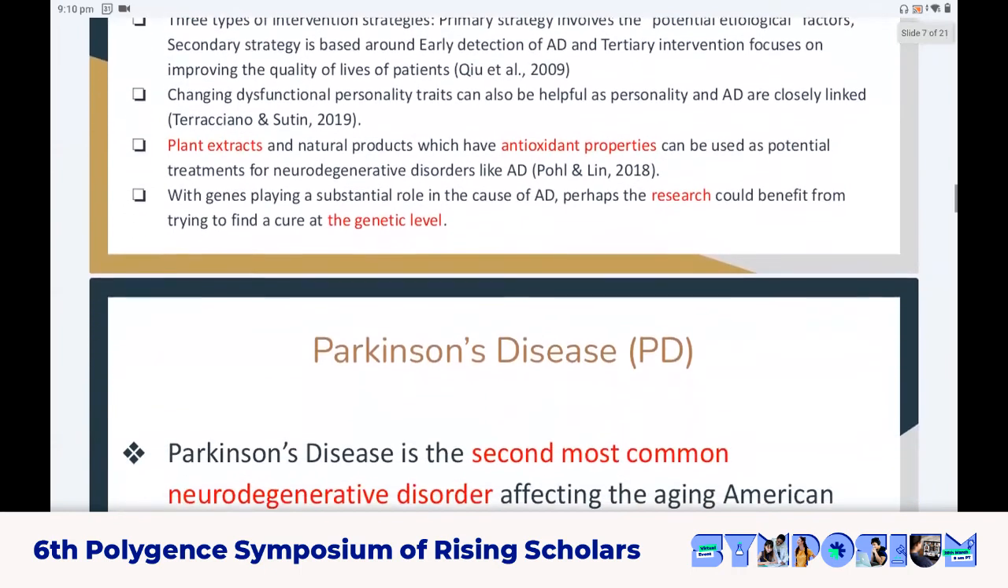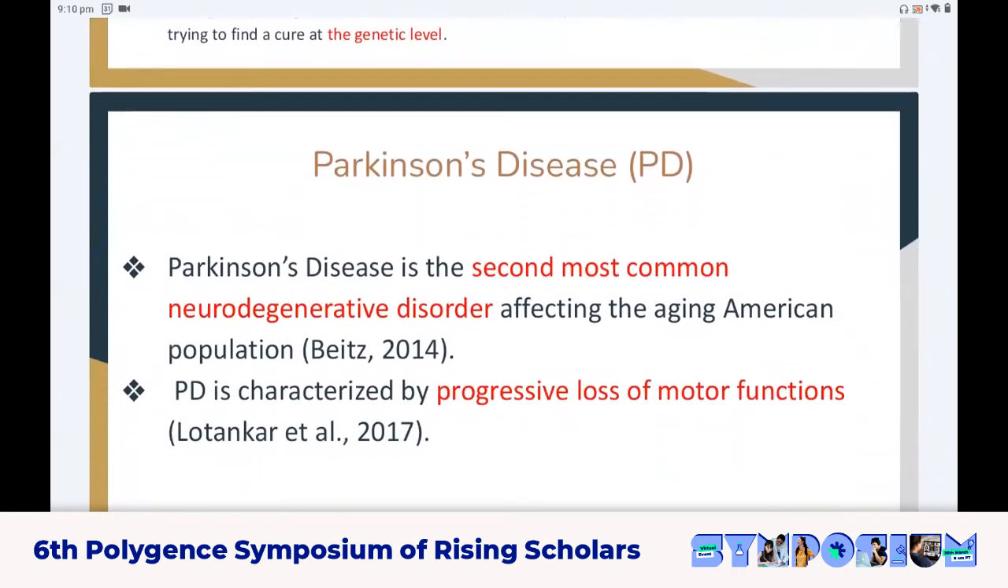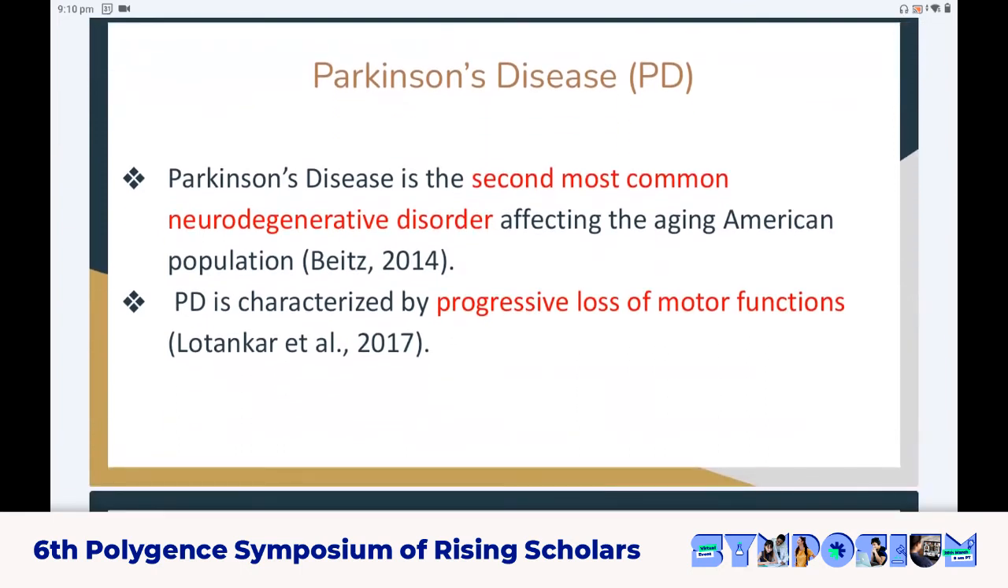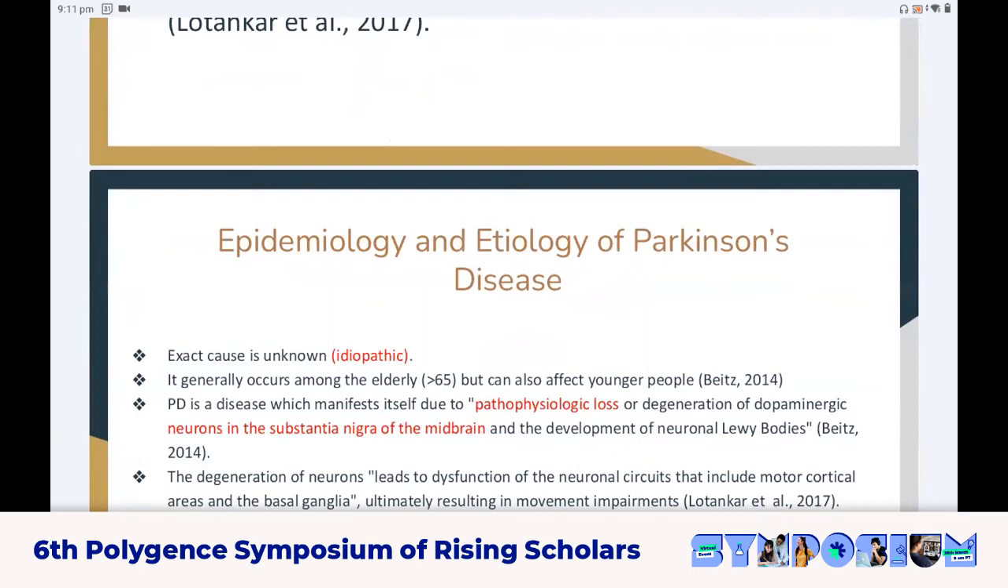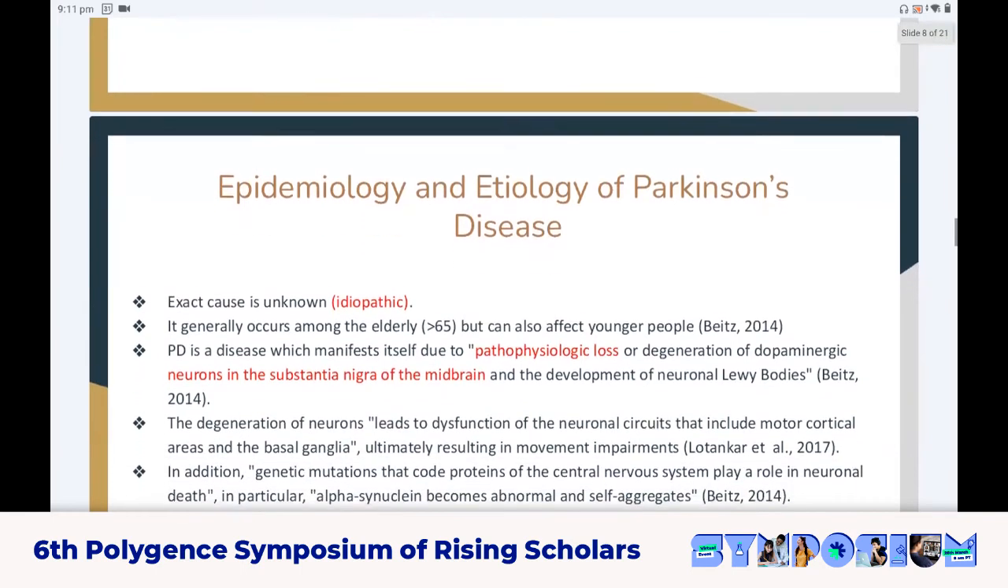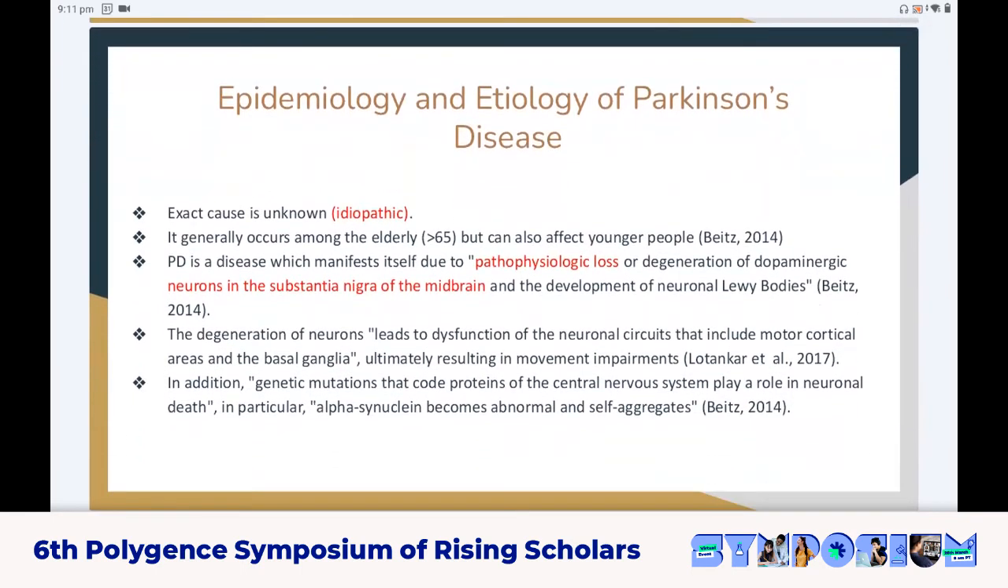Now let's move on to Parkinson's disease. This disease is also widely known, but it is mostly known for its motor impairments. But let me tell you that it is also a major cause of behavioral impairments as well. Unlike Alzheimer's disease, the exact cause of Parkinson's disease is unknown, so we use a term known as idiopathic to describe this aspect. It can also affect younger people apart from the elderly, which was more the case in Alzheimer's disease.